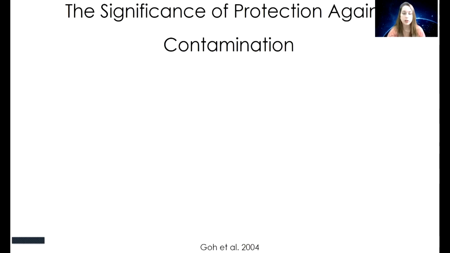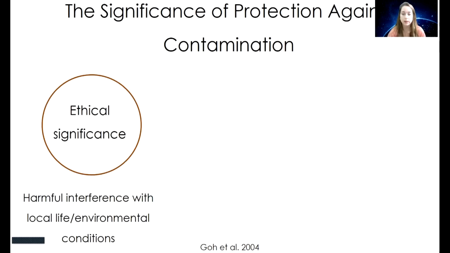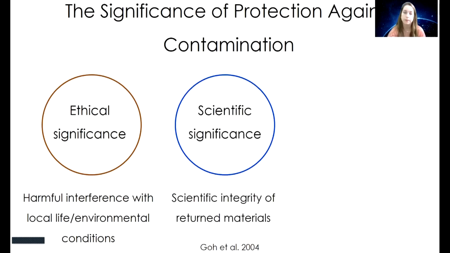Protection against contamination has significant ethical, scientific, and safety-related aspects. Forward and backward contamination is a risk that cannot be ignored, particularly due to the increasing number of planned spaceflight missions. Ethical aspects of this topic state that the extraterrestrial environment must be protected from any biocontamination by terrestrial microorganisms, in order, of course, to avoid any harmful interference with either putative local life or the environmental conditions.